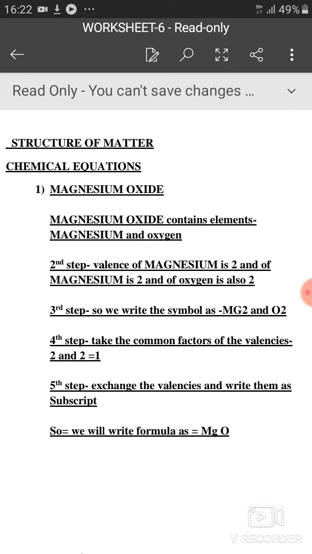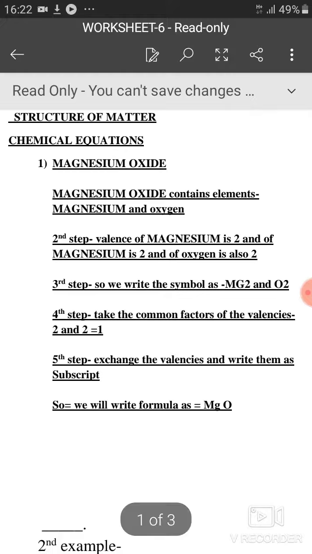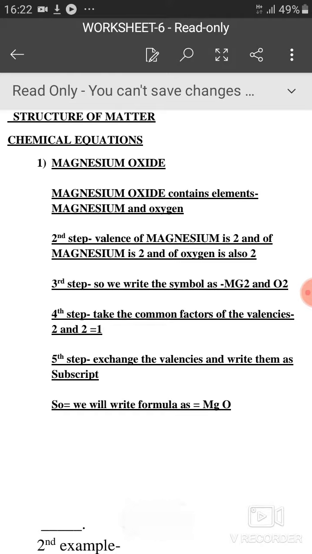Fourth step, we have to take the common factor of both the valencies, which are 2 and 2. We have to just divide 2 by 2 and we will get 1. 1 has no power in science. So let me go to the fifth step. In the fifth step, we have to exchange the valencies and write them as subscripts.